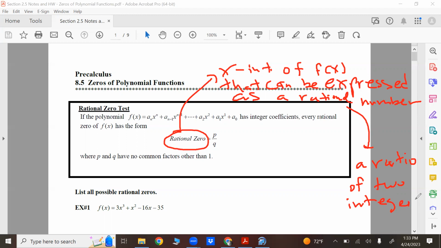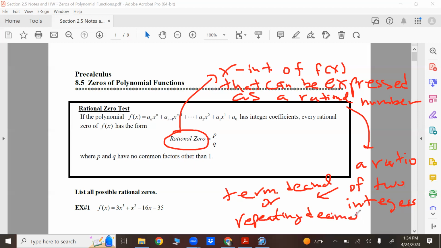So it's a ratio of two integers, or a terminating decimal, or a repeating decimal. So for example, 2 is a decimal. It's 2.0, right? Or can it be 2 as a fraction? Sure. 4 over 2, 2 over 1, 10 over 5, 20 over 10.